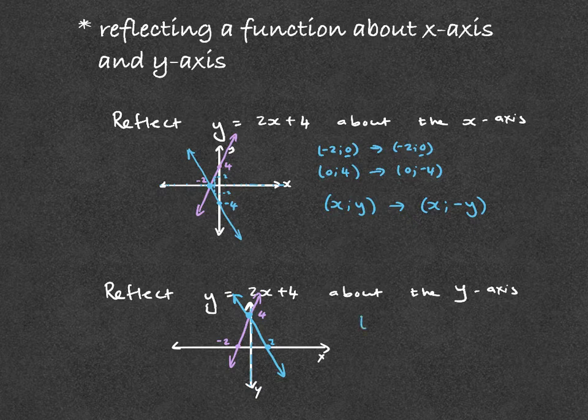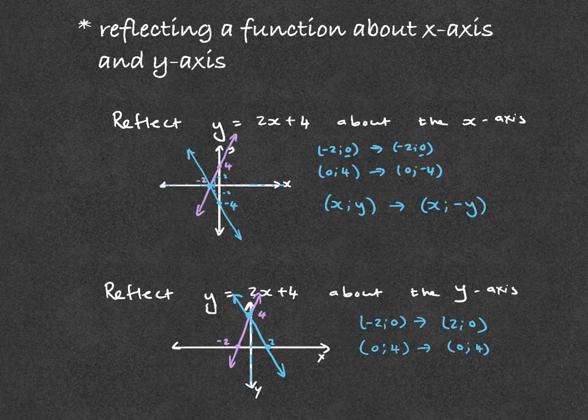So a couple of points there. The point (-2, 0) became the point (2, 0). The point (0, 4) stayed (0, 4). And then a couple of other points there, (-1, 2) would become (1, 2). And then, yeah, you can have an infinite number of those points.